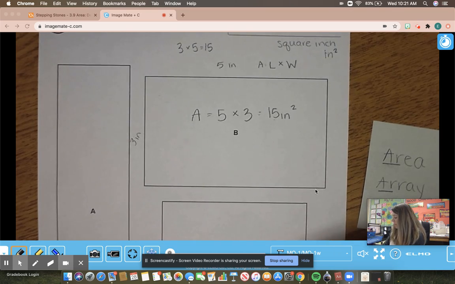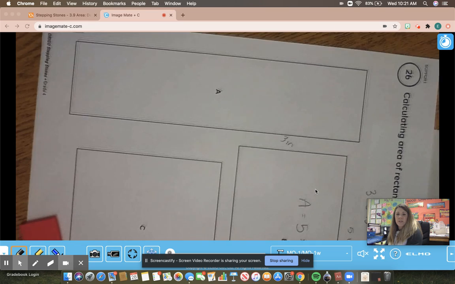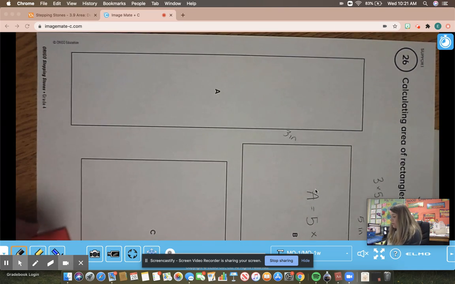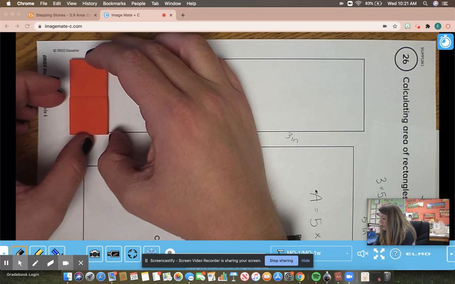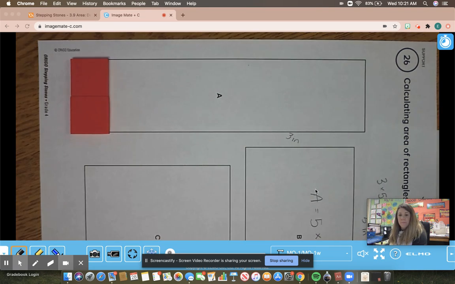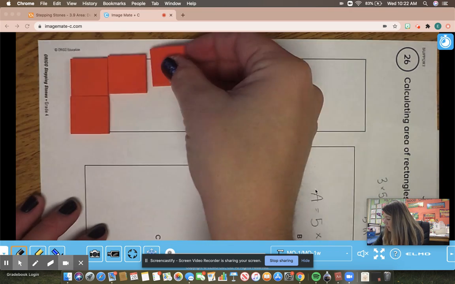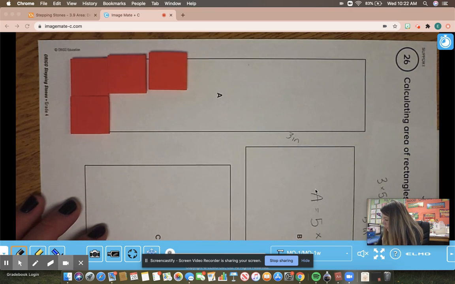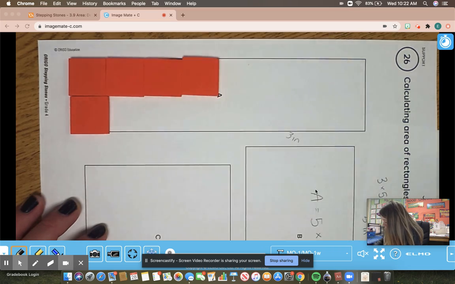Okay. Let's do it for this. I'm going to turn it this way so you can get the whole shape. For A, okay? This time, I'm only going to do, so there's the width. I'm only going to do 1 row. So I see that my width is 2 inches.